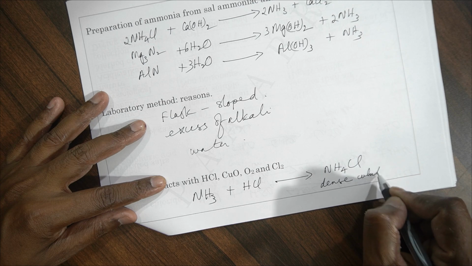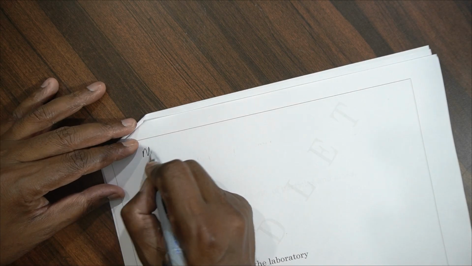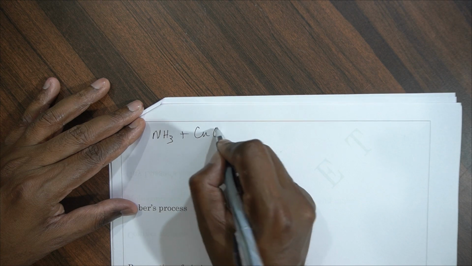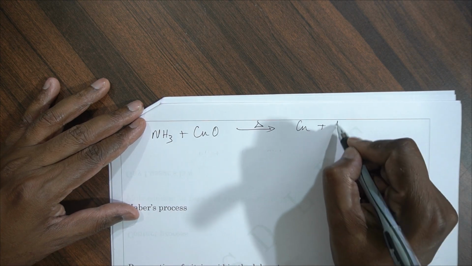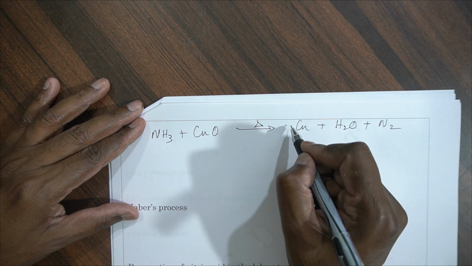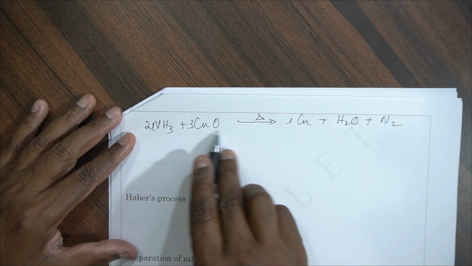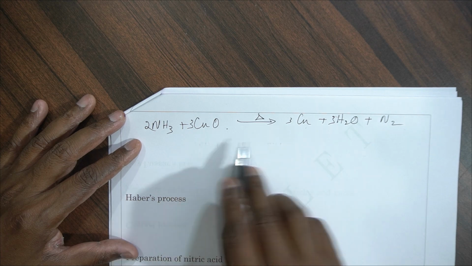Dense white fumes of ammonium chloride are formed. Ammonia acts as a reducing agent when reacted with copper oxide when heated. So you have copper plus water plus nitrogen. Okay, so 3CuO, 2NH3. So 3 oxygens will be there. So 3H2O, 3 copper and N2.